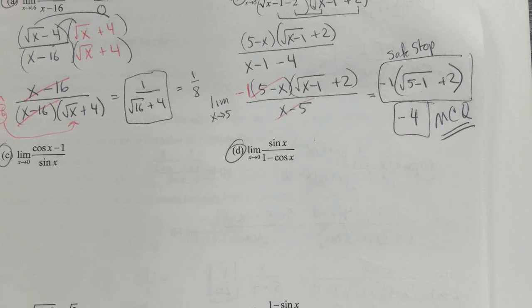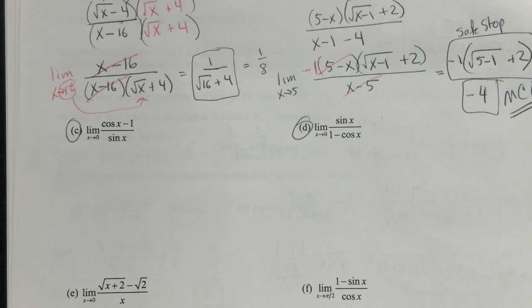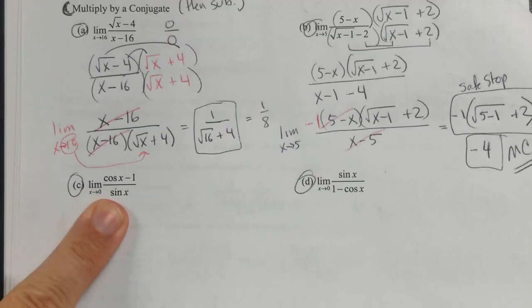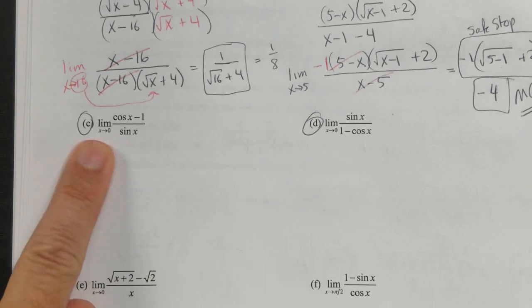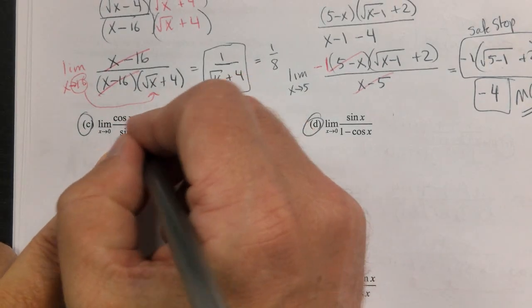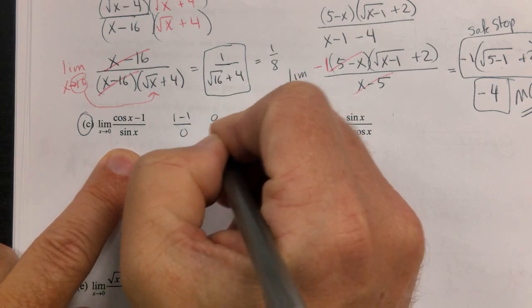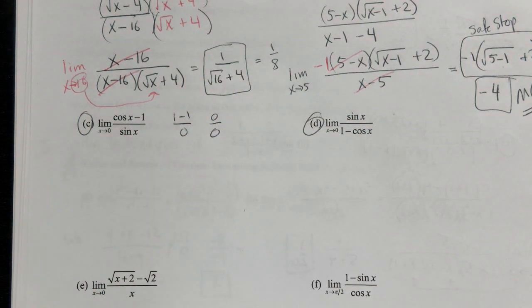All right, we got time for one more. C and D, you can tell, are pretty similar. Maybe they don't look like conjugates because there are not square roots involved. So let's plug in 0 and see what happens. Cosine of 0 is 1. Sine of 0 is 0. So 0 over 0. And you think about our other methods, there's nothing we could factor to make that work.